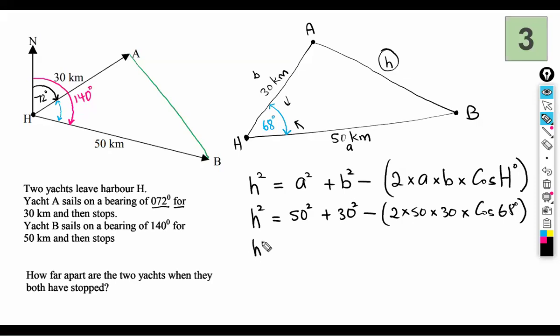This one you can type in straight on the calculator. Let's hope I get it correct here just now. 50 squared plus 30 squared minus open brackets 2 by 50 by 30 by cosine 68 close brackets. Anybody saw this before they square rooted? 2276.180. And of course, if you throw across a square to get a square root, you're getting roughly 47.71. Anybody could agree with that? Even if it's 47 point anything.